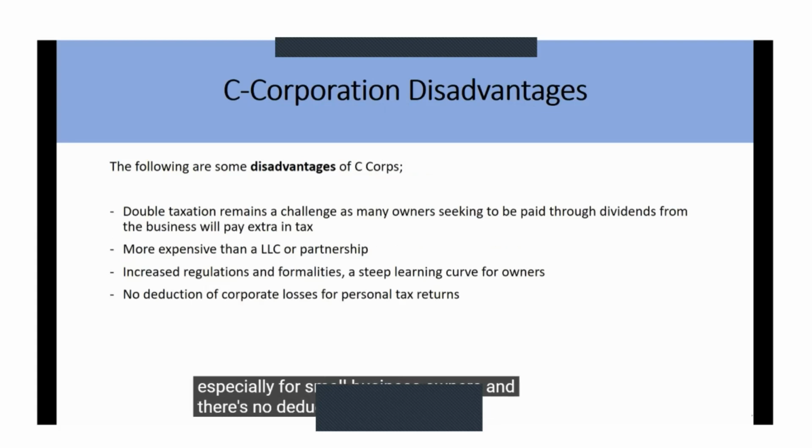And there's no deduction of corporate losses for personal tax returns, because that's done at the corporate level. So there's no flow through, right? So that's why it's a separate taxpayer. That's the big takeaway from C Corps.